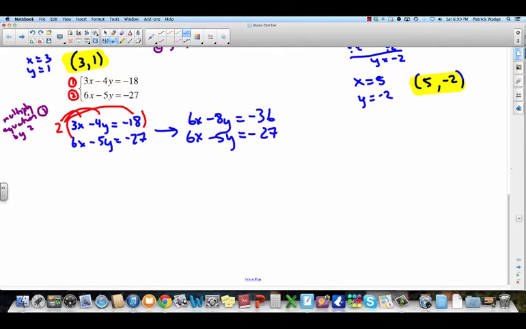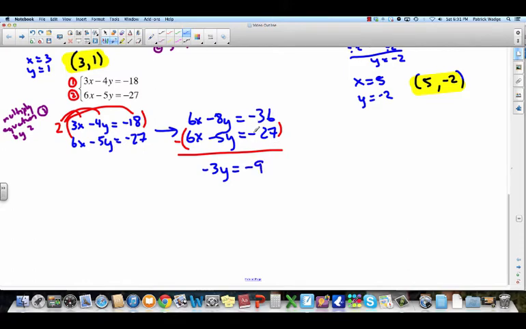So 6x and 6x, do I want to add or do I want to subtract? Well, I want them to disappear, so don't add, you'd end up with 12x. I want to subtract, so they'll disappear. 6x take away 6x is 0, don't need to write it. Negative 8y, take away negative 5y, that's the same as negative 8 plus 5y, that's negative 3y. Negative 36, take away negative 27, that's the same as negative 36 plus 27, that's negative 9.